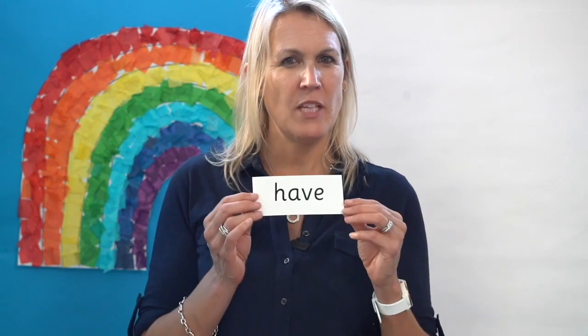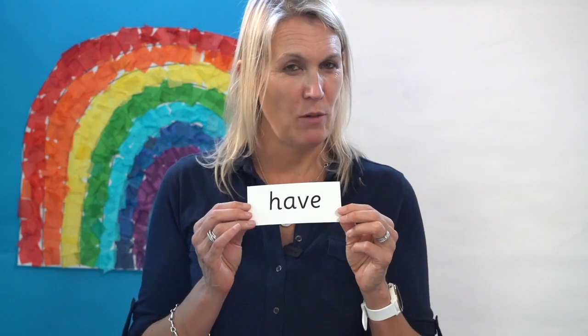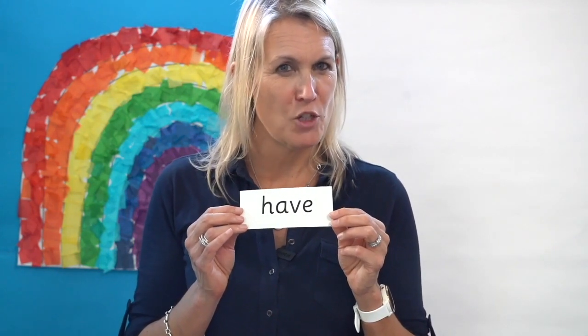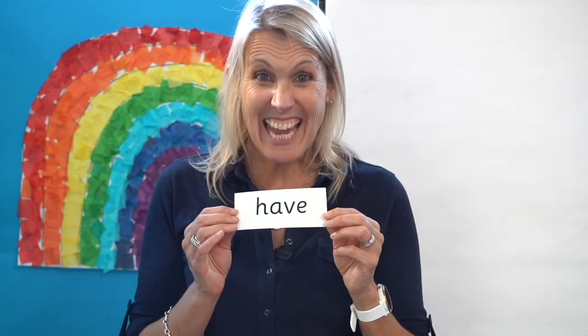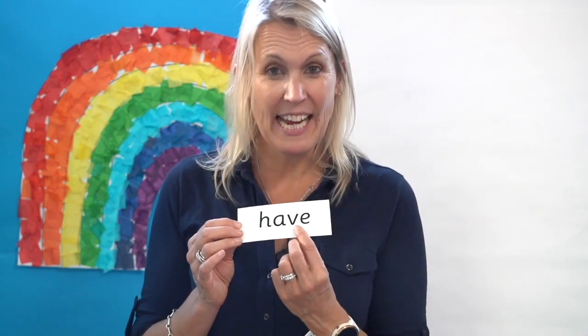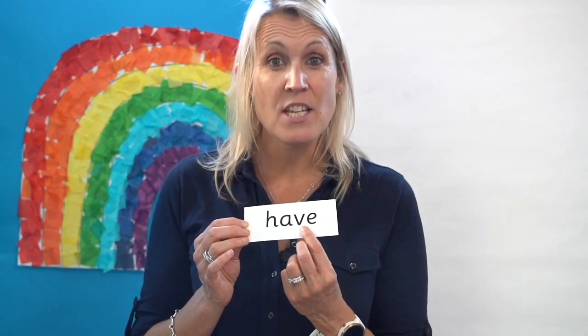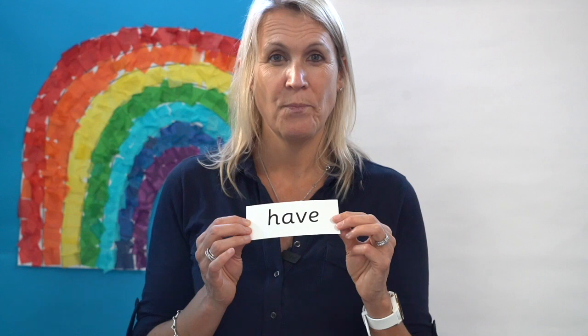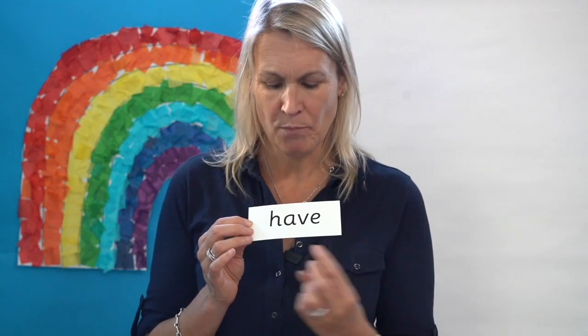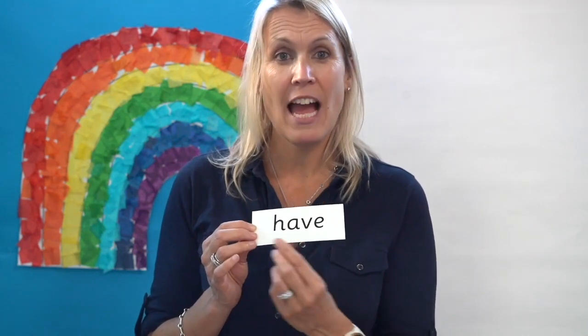Well done. Now let's practice reading two tricky words that you have met before. Have a look at this one. You know how to read this tricky word. Can you remember the tricky bit? Yes, the tricky bit is here. This says v. Can you read the word? Let's read it together. Have.